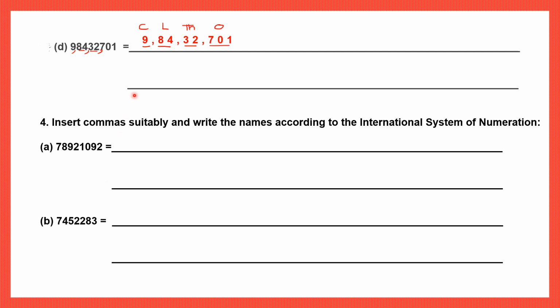So when you read it, how do you read? 9 crore 84 lakh 32,701. So let's write it down. 9 crore, 84 lakh. We have it here. Then we have 32,000 and we have 701.